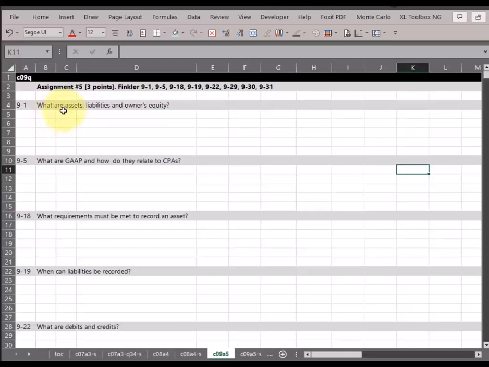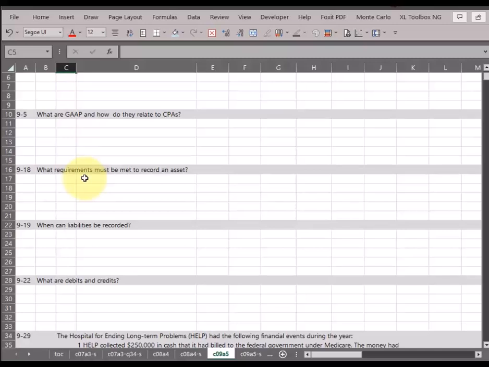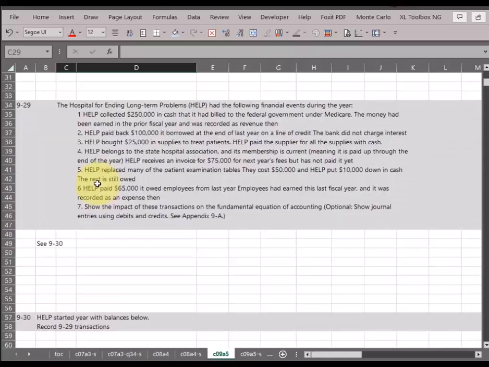So, assets, liabilities, owner's equity, we already talked about that a lot. Assets is the total street value, liabilities is what we owe, and our equity is what we actually own of that total asset value. GAAP is those generally accepted accounting principles, the requirements for recording an asset and liability we just talked about.